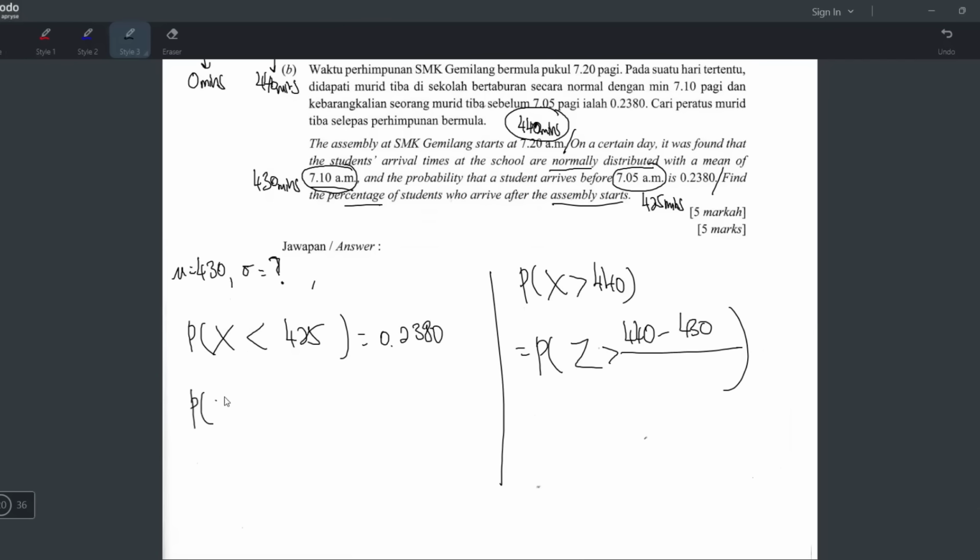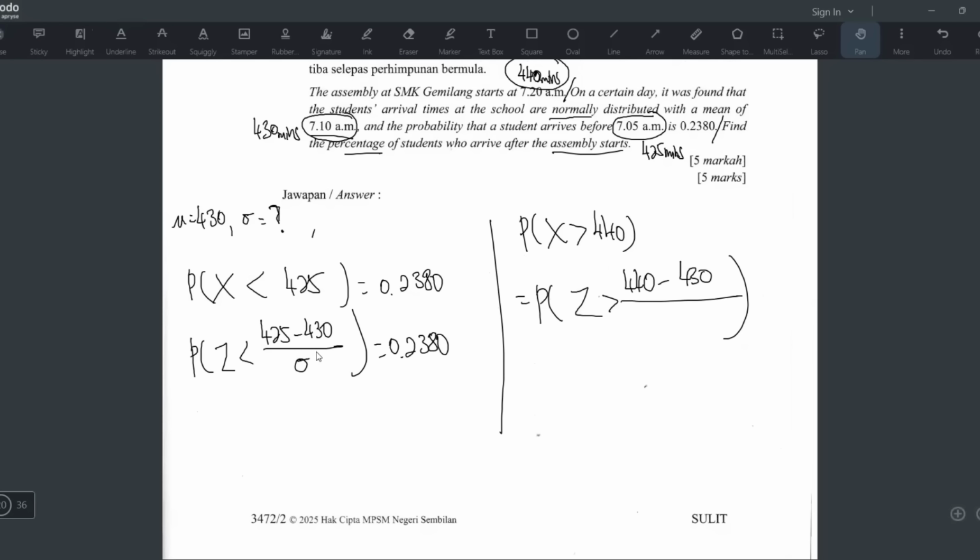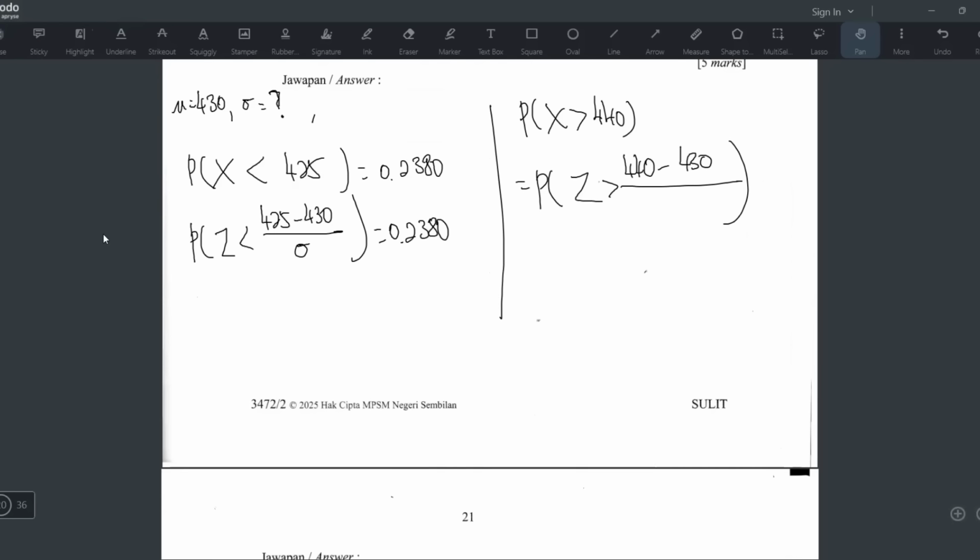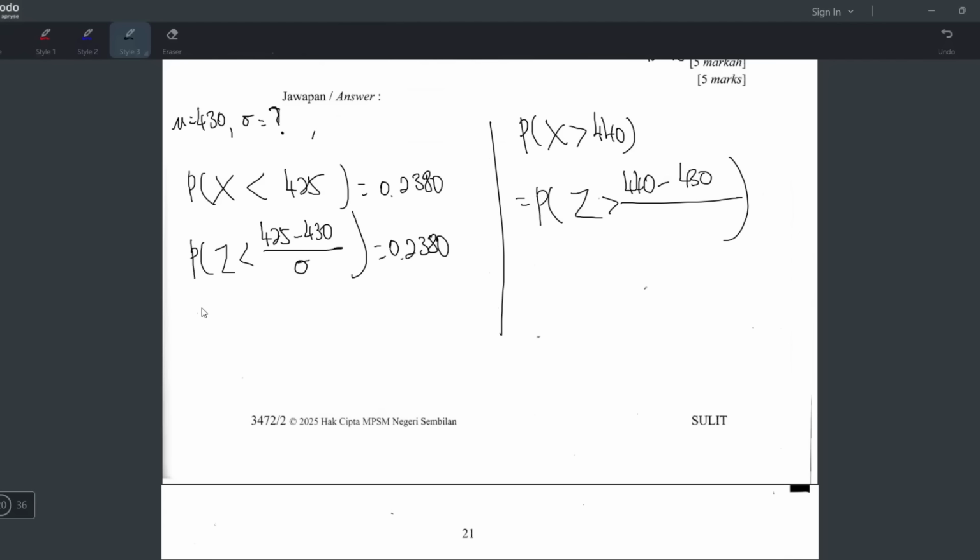Alright, so first thing is convert to Z. Okay, 425 minus mean, which is 430, divided by standard deviation. Standard deviation is not given, so just write the standard deviation symbol, equals to 0.2380. Even though we don't have the standard deviation, we can still solve for this because we have the probability answer. Yeah, so we can work backwards. It means later when we read the table, we read from the inside. Okay, the way I do it is always, okay, this one can simplify a bit more, right? The top can be subtracted. So you get -5 over standard deviation equals to 0.2380.